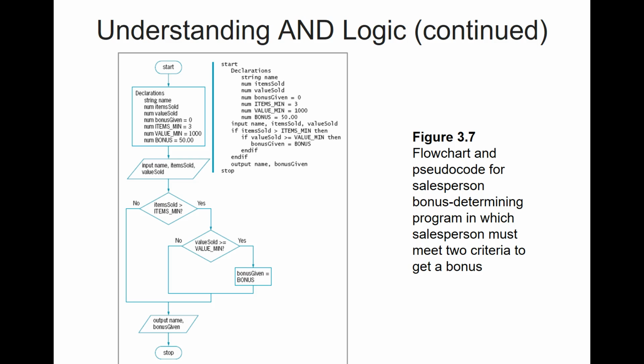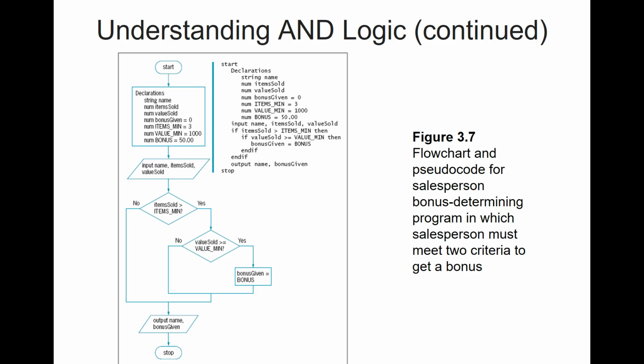Items minimum, then we look up there, it says it's 3. So if they've only sold 2 items, they are not eligible for a bonus. And in fact, if you say nope, it'll pop out that they do not get a bonus. On the other hand, if yes, they did sell greater than 3 items, it leads to a second condition.